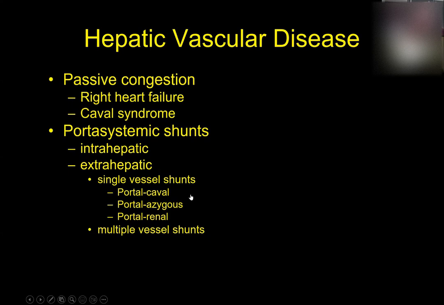Okay, there are two basic kinds of portosystemic shunts. There's ones that are actually in the liver itself, and then there are other ones that are outside of the liver, right next to the liver. Okay. So in general, intrahepatic portosystemic shunts are unusual. They're pretty rare, and they almost always happen in large breed dogs, and they're congenital.